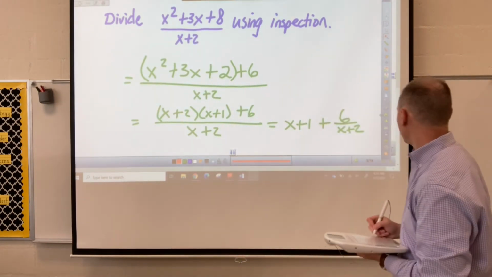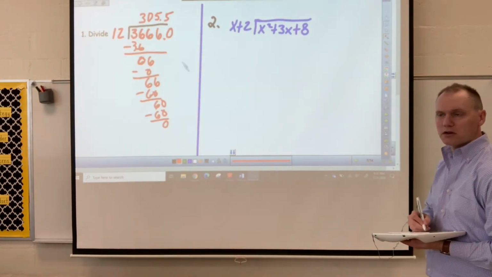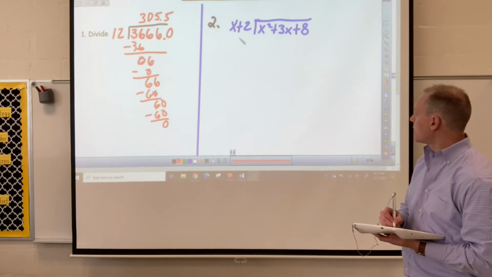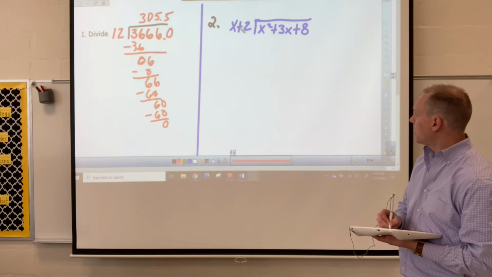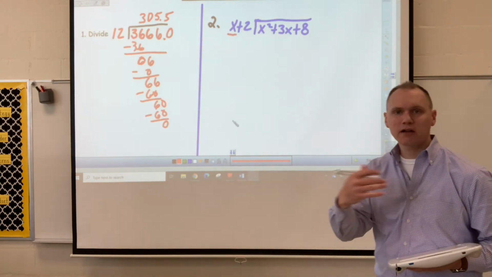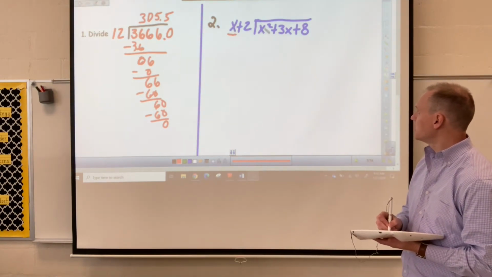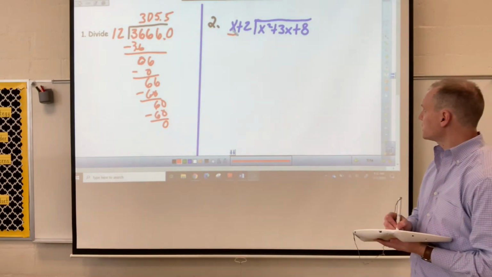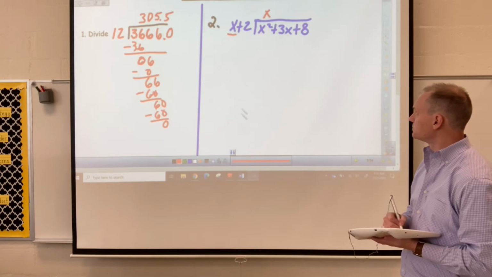Okay, so let's go ahead and do this using the same process here of dividing numbers, okay? So here's what we're going to do. We're going to take x plus 2, but specifically the x part of it, whatever the highest power is, and we're going to think x times what is x squared. So we're just going to take the highest power of both here. X times what gives me x squared, and that would be x. So I'm going to put that up at the top.